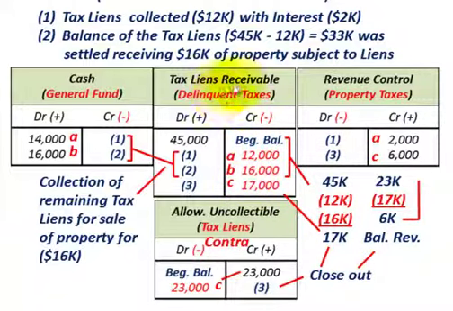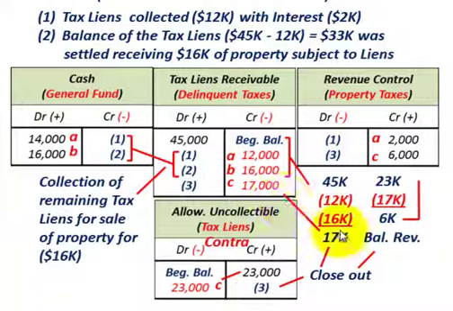We're going to have to close out our tax liens receivable account and also our allowance for those uncollectible tax liens. So what are we sitting with in the account? We have the $45,000 beginning balance. We received $12,000 on the collections, and then we have $16,000 on the sale of the property with the liens. So the net amount sitting in the tax liens receivable is $17,000, so our tax lien receivable has to now be closed out.